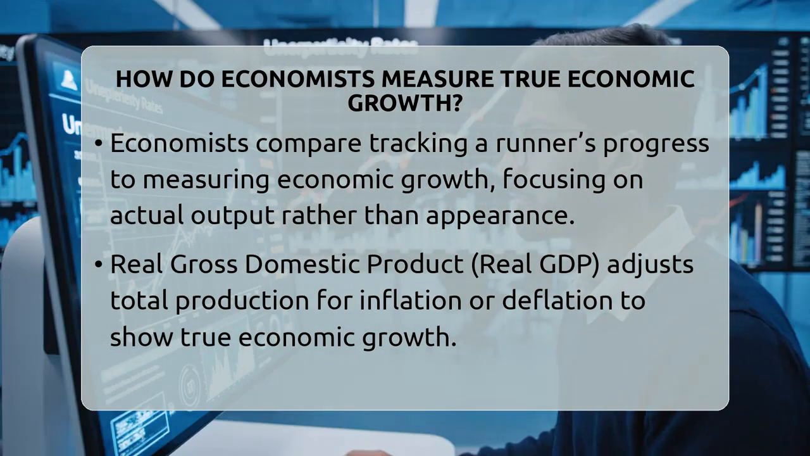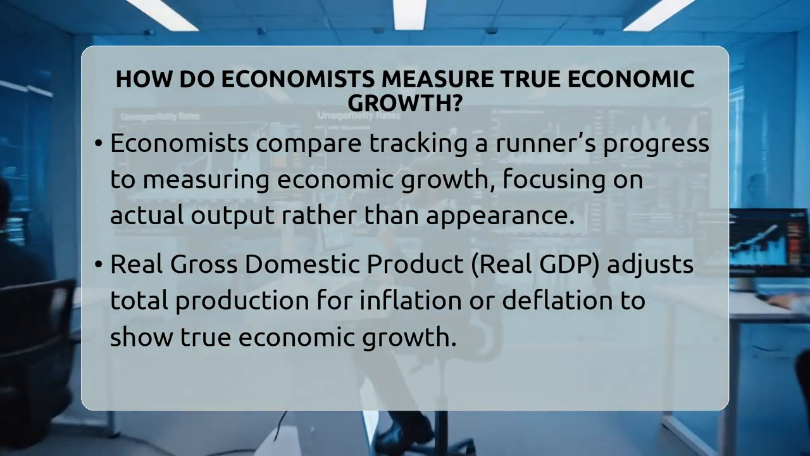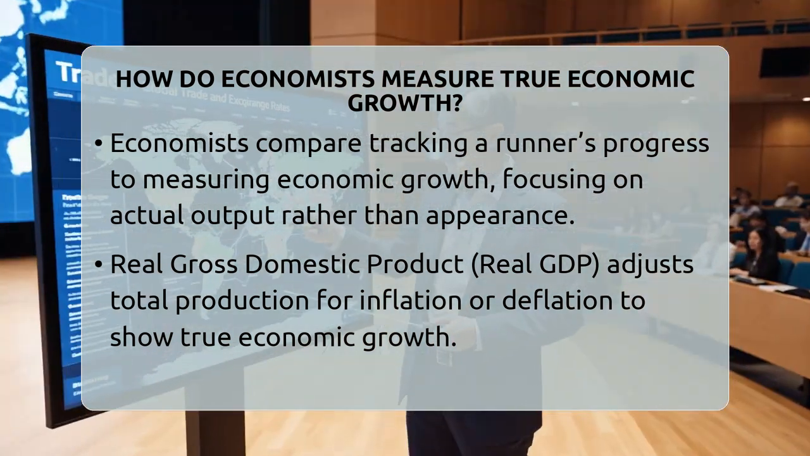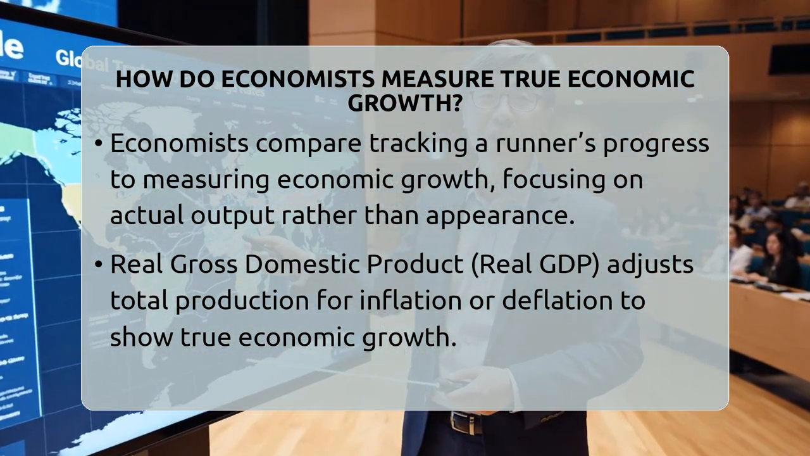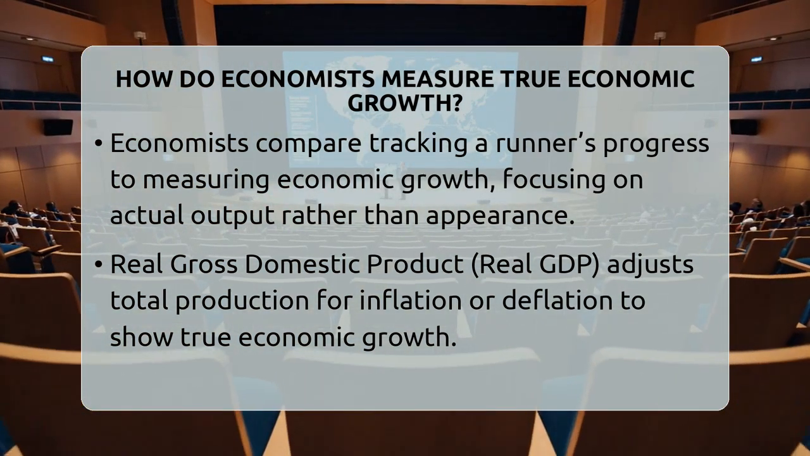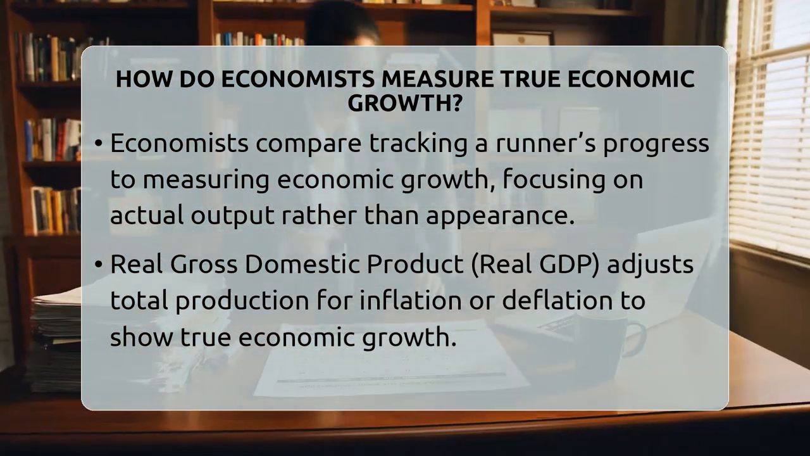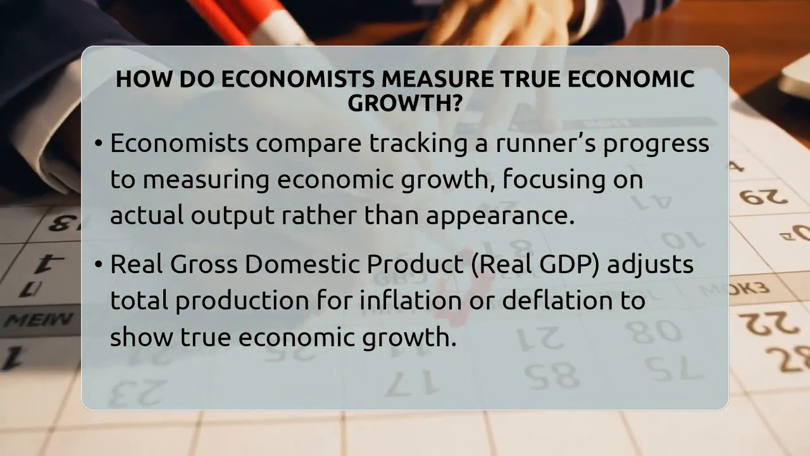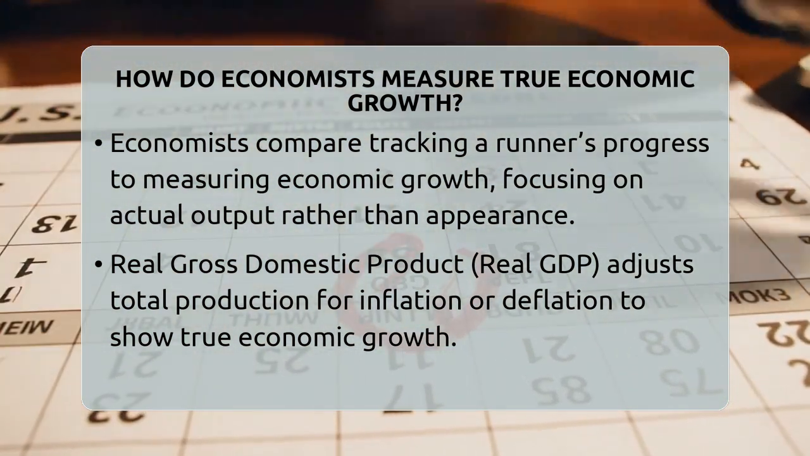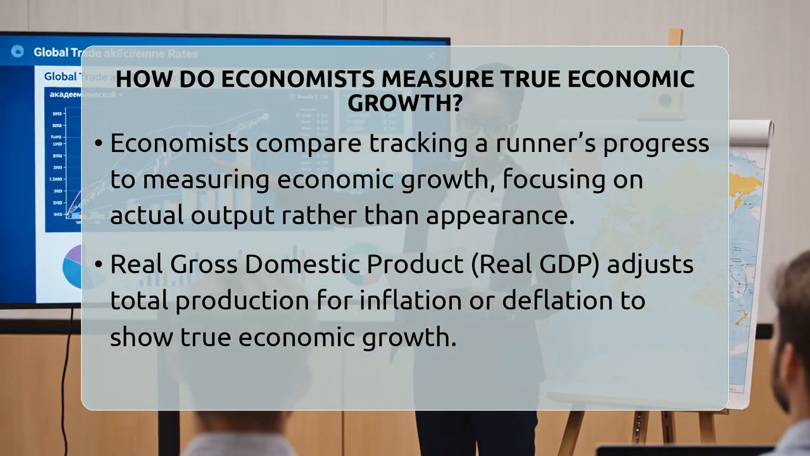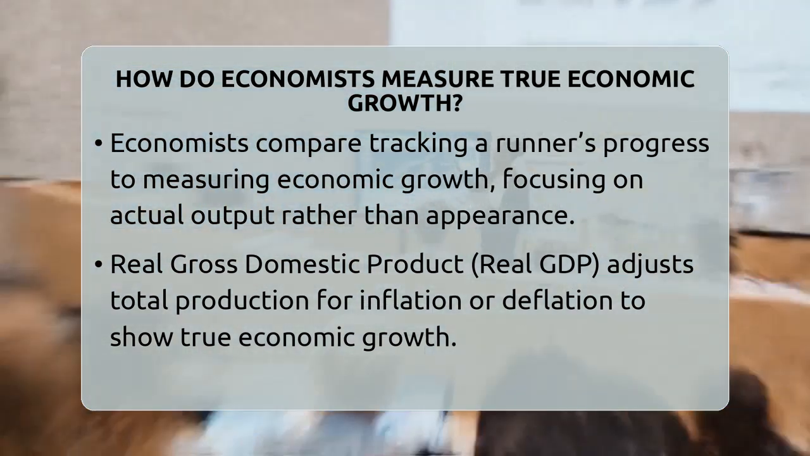The main tool they use is called real gross domestic product, which is a fancy way of saying the total value of all finished goods and services produced inside a country during a certain time, adjusted for inflation or deflation. This adjustment is key because it removes the effect of rising or falling prices, giving a clearer picture of actual growth. Gross domestic product, or GDP, is the broadest way to measure a country's economic activity.